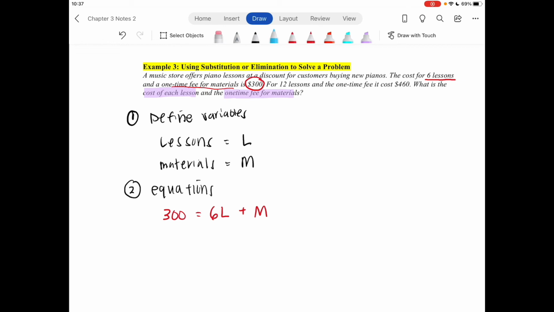Let's look for our second total. Well, the other option could cost them $460. And again, what do they have to purchase to get up to $460? That is 12 lessons, or 12 times L, and that one-time materials cost. So we'll add M.